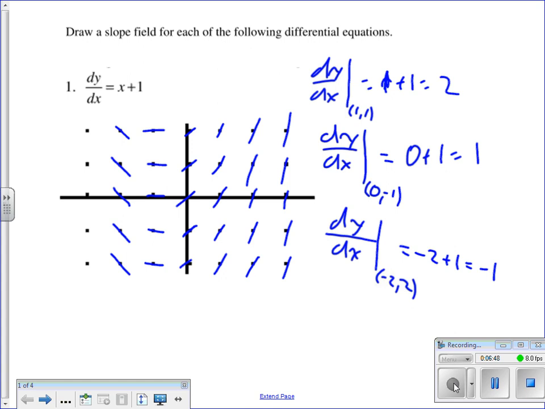Okay. And the same thing goes in the other direction. I'm starting to get a negative slope. This one's going to be a slightly steeper negative slope. And that's what we're looking for.